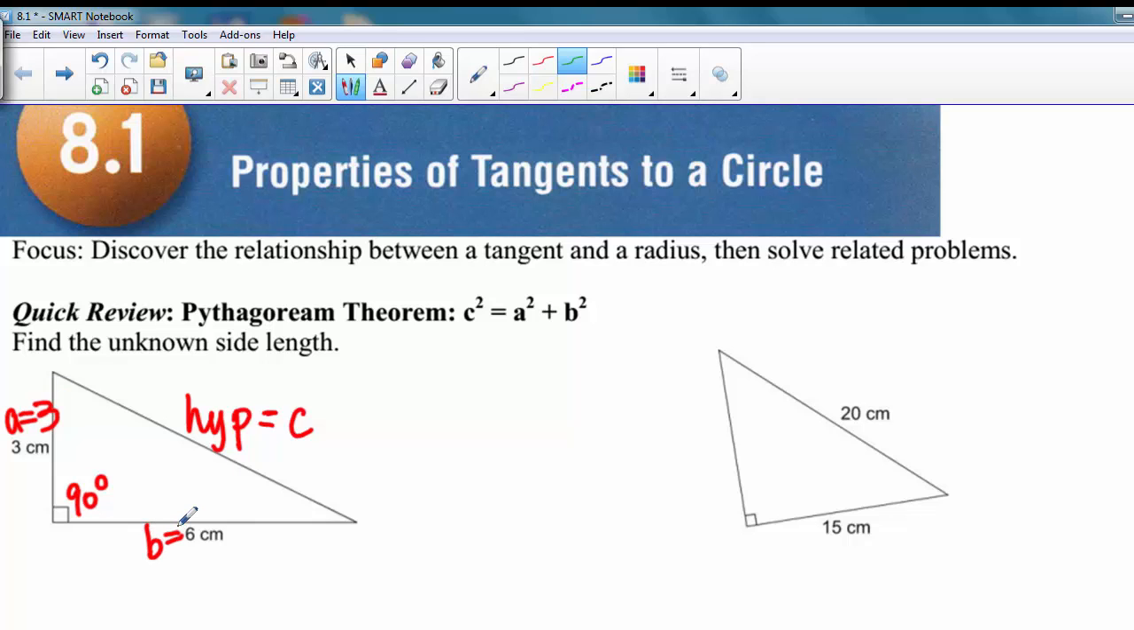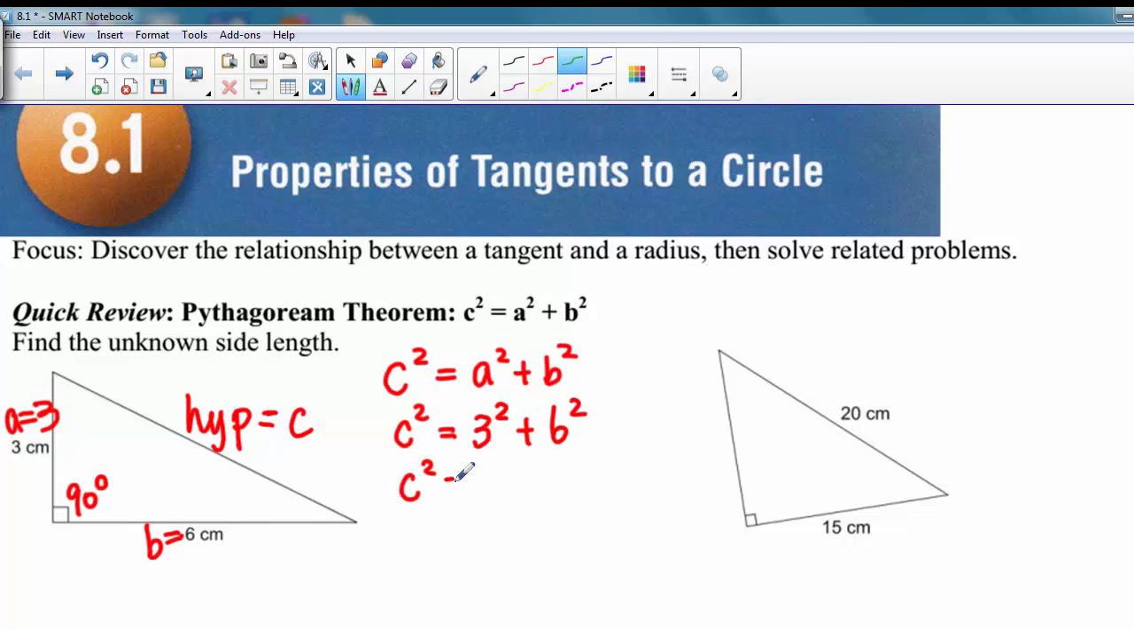If we want to find the unknown side length, which is the hypotenuse here, we can use the Pythagoras theorem to form an equation for us. So C squared equals A squared plus B squared. C squared equals, I know the A value. A value is 3. So I plug 3 in for A. So I will get 3 squared plus 6 is for B.